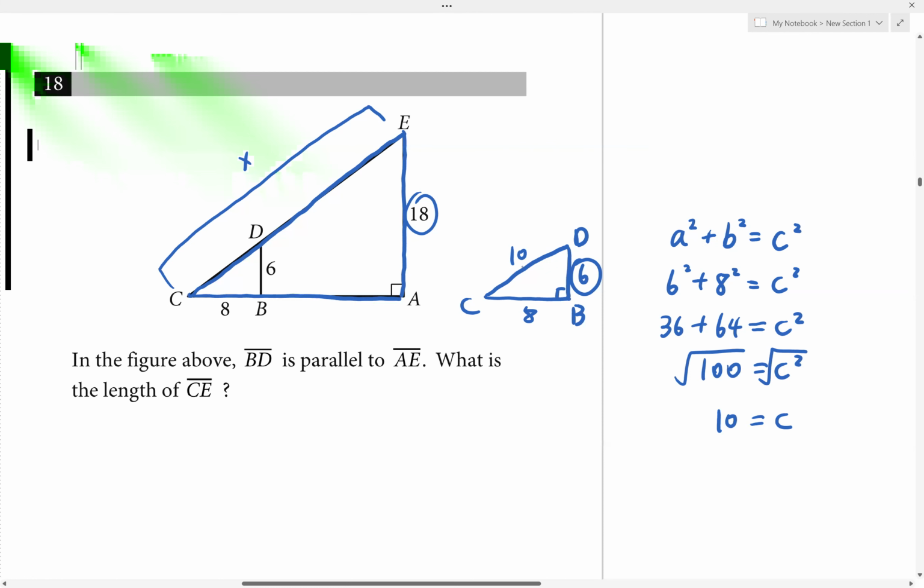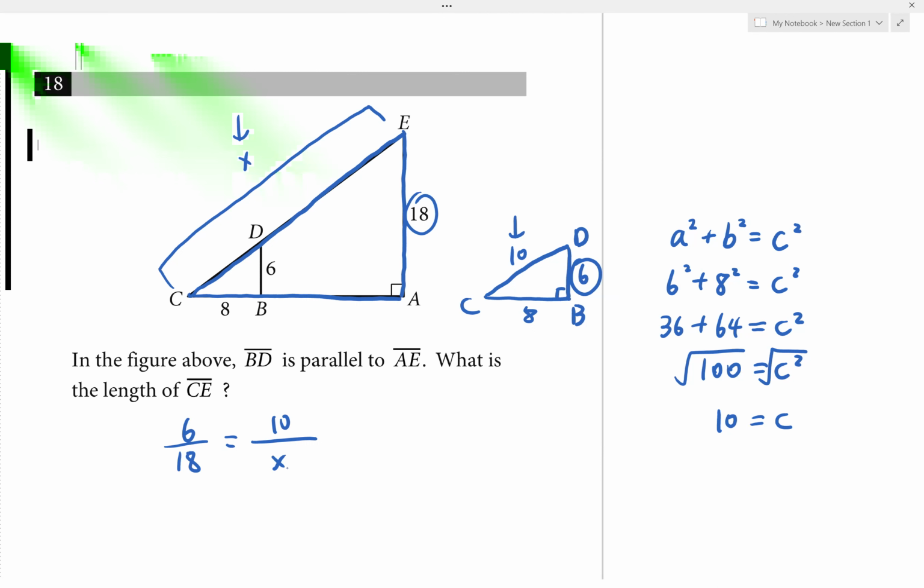All right, so now we have everything that we need to set up a proportion. This is 18 and DB here is 6, so they go together. You can say 6 over 18, the smaller number over the bigger number, equal to, on this side, 10 over x. 10 is from the smaller triangle, x is from the bigger triangle. And this will be our proportion.